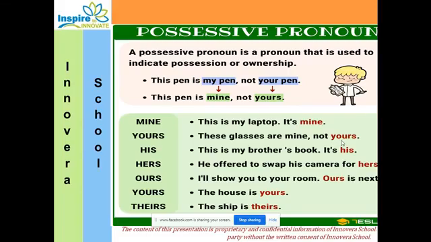Yours. The house is yours. Okay? If the house belongs to me, I will say the house is mine. Okay? Are you understanding the difference? Mine, yours. Next is theirs. The ship is theirs. Okay? All these ones which are highlighted in red are all possessive pronouns.